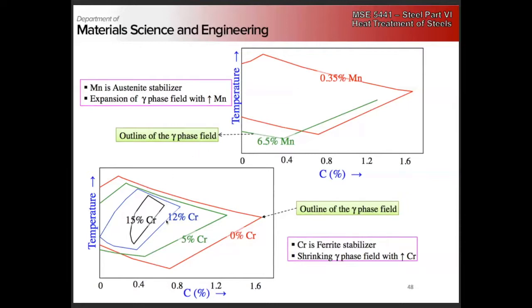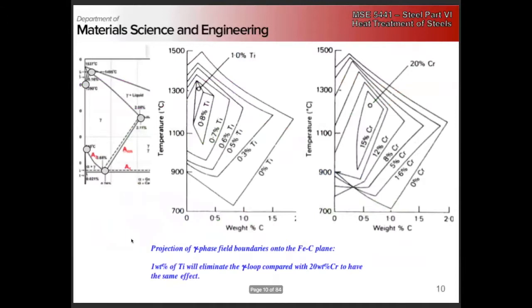Chrome, on the other hand, is a ferrite stabilizer. So as we add additional amounts of chrome, we shrink the size of the austenite phase field, right? And we still move the eutectoid point to the left, but now we increase the temperature, right? So these are the general trends that it's good to know if you're thinking of alloy design.